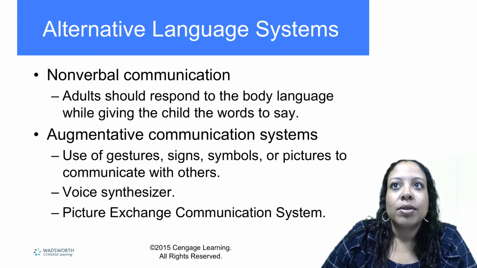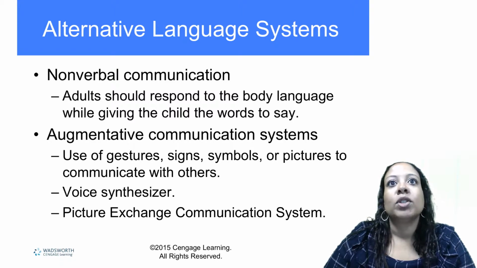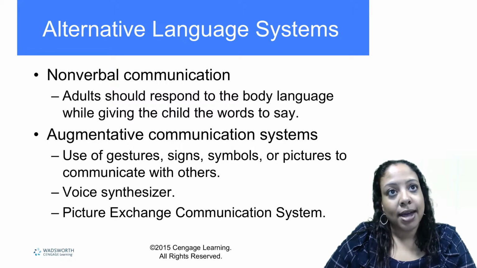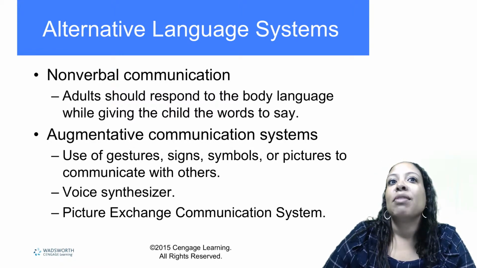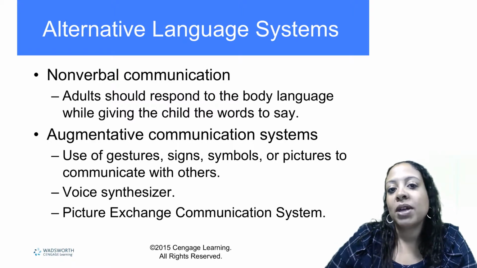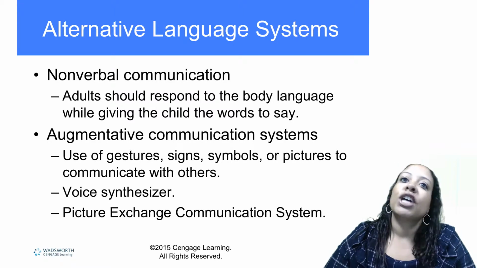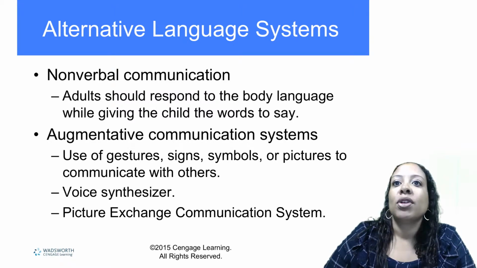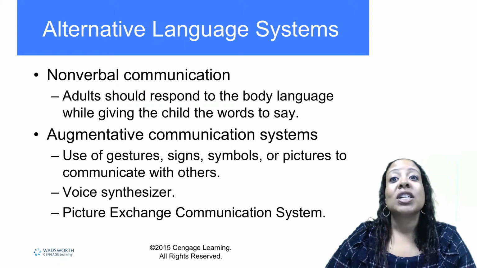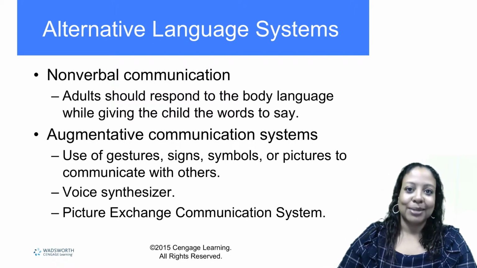Nonverbal communication. Adults should respond to the body language while giving the child the words to say. Augmentative communication systems. So this would be the AAT that we talk about in this course. Use of gestures, signs, symbols, or pictures to communicate with others. And then we have voice synthesizers, and we have picture exchange communication system.